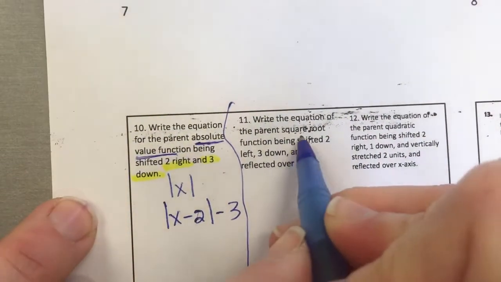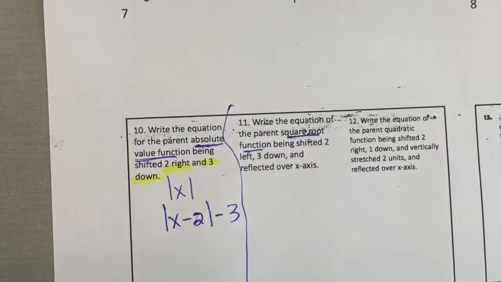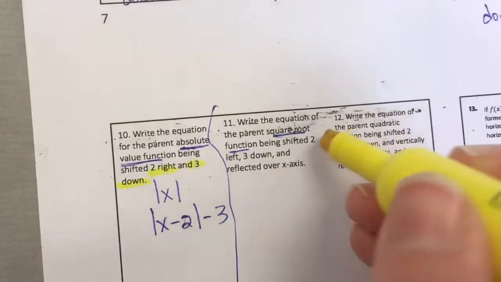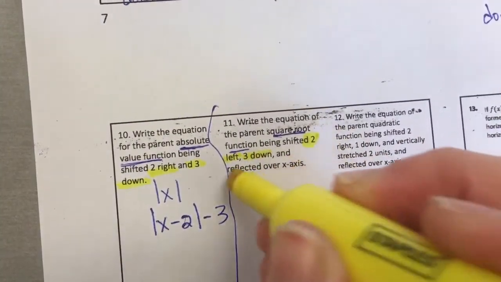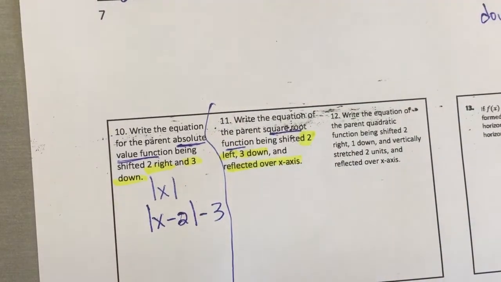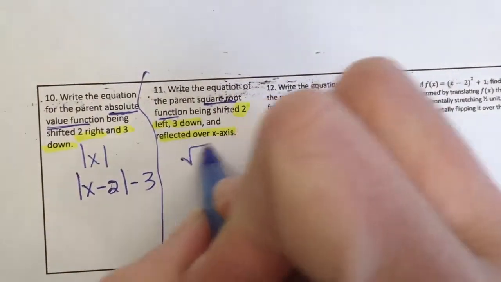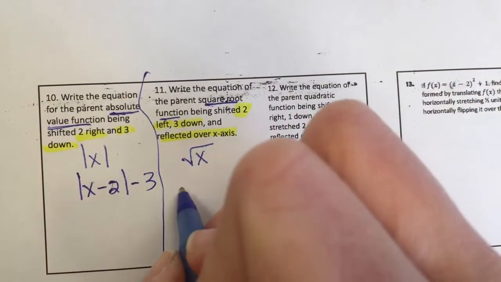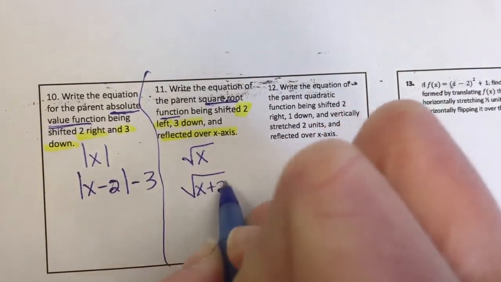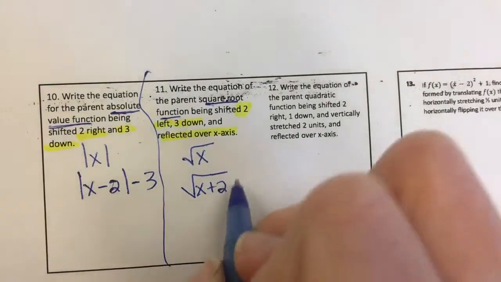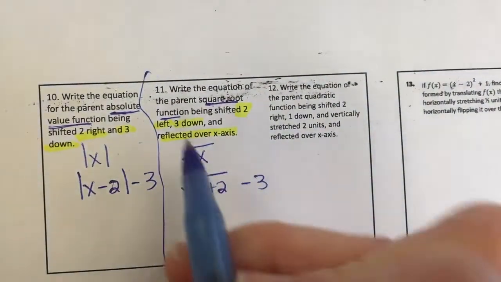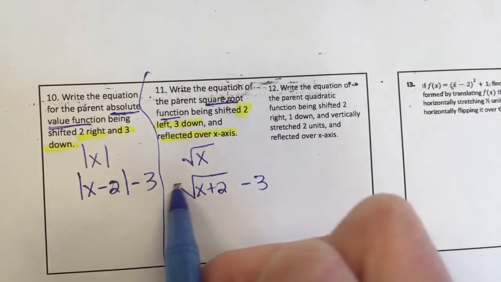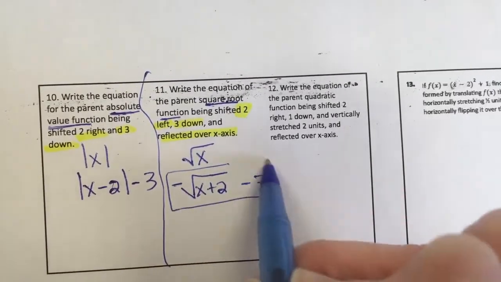Number 11 is the square root function, and you want to shift it 2 left, 3 down, and reflect over the x-axis. So the square root function is the square root of x. We want to go 2 left, so that's going to be on the inside. You're actually going to add 2 on the inside of the square root. Down 3 is going to be a -3. Reflect over the x-axis will be a negative in the front.